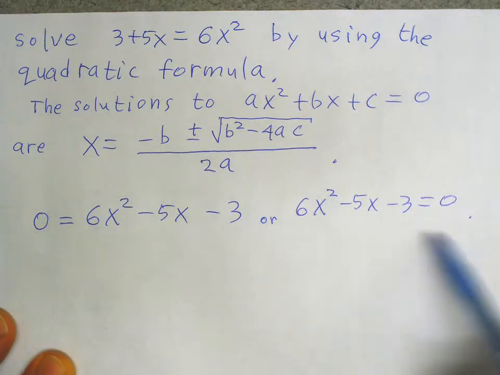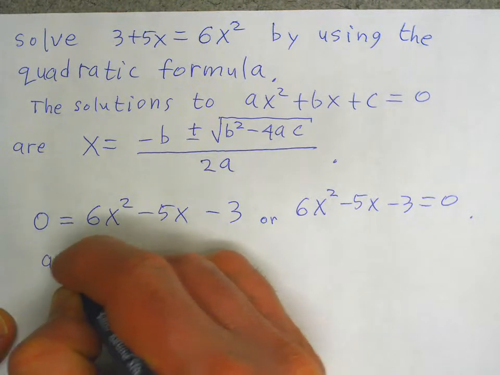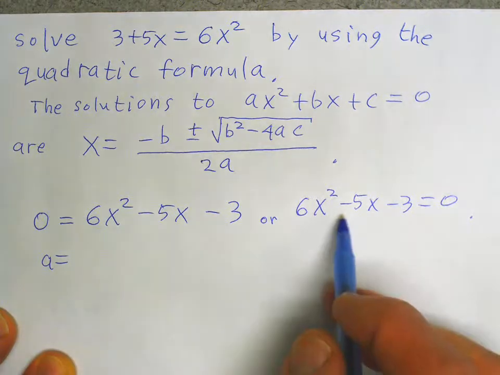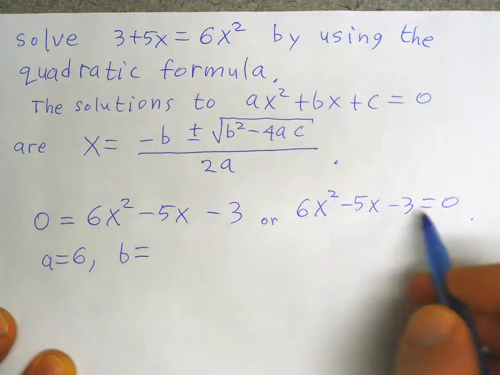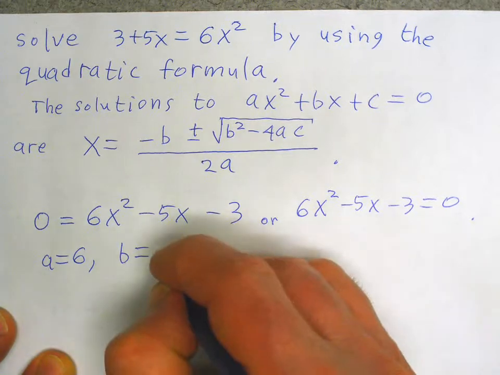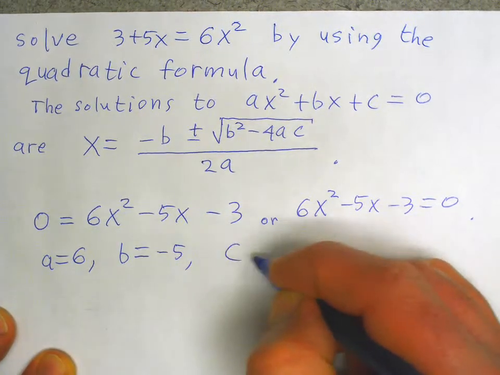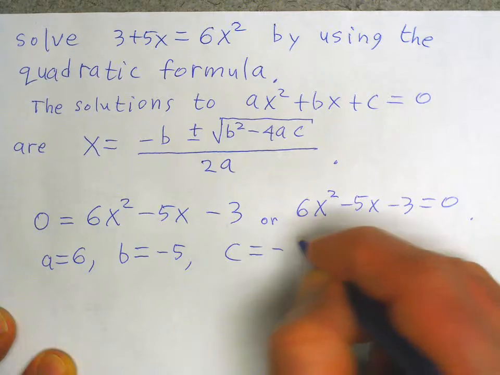And now that it's in standard form, we can pick off the value of a. a is the coefficient of x squared, which is 6. b is the coefficient of x, which is negative 5. And c is the constant, negative 3.